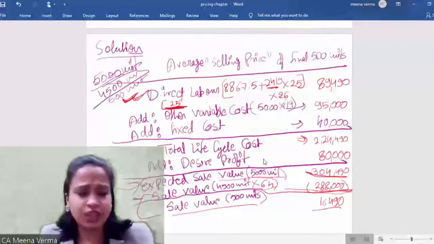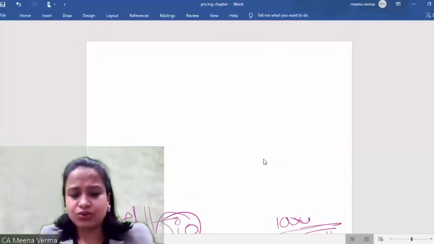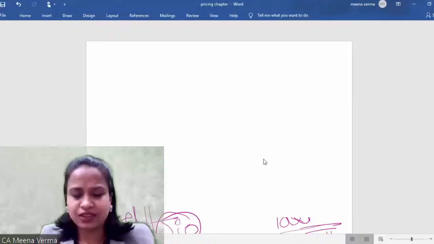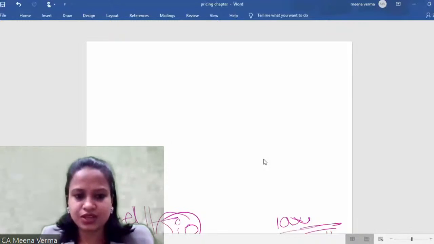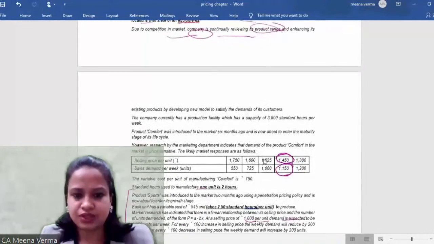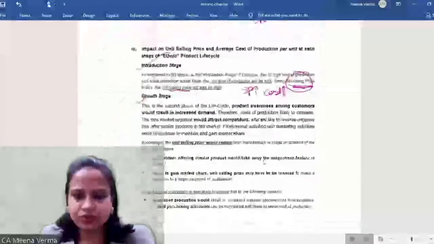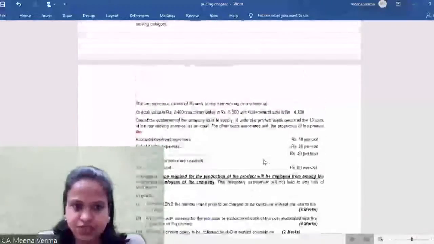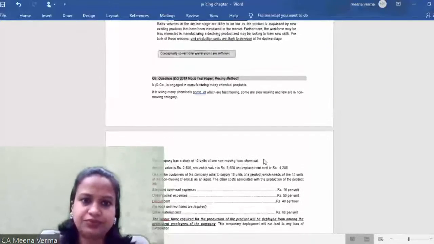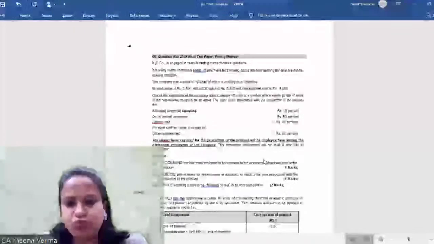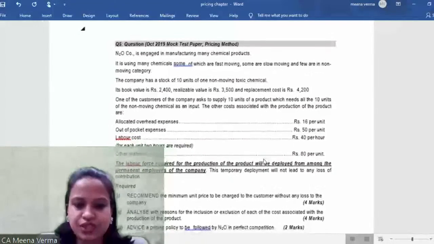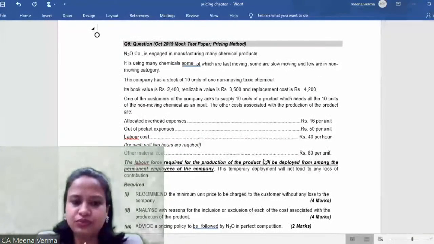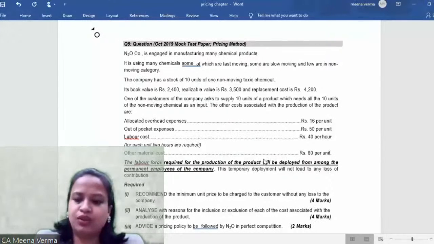Okay. Now let us take one question. I know the time is less, but I want to take that question. I don't want to leave that question. So let us take a question quickly. There's that question. Yeah, this question. Mock test paper question. We have a question which is related to mock test paper. Quickly read it.